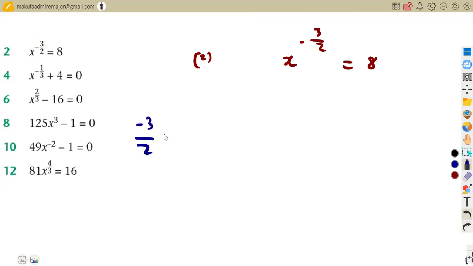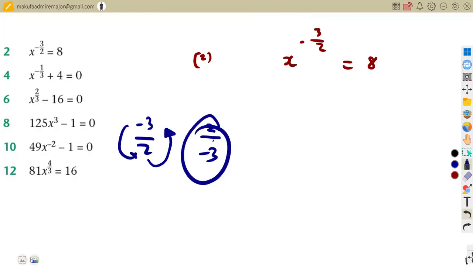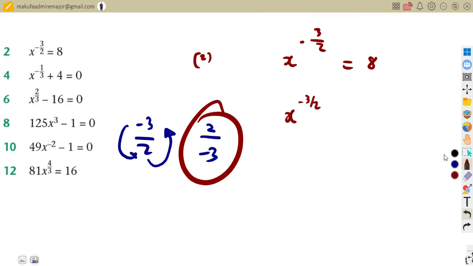We said we simply interchange. So that's 2 over minus 3. We take the 2 on top and 3 down. That's the inverse, the reciprocal. With our inverse, we are going to affect each and every exponent. So this is x to the exponent of minus 3 over 2, but the whole of this part is going to be affected by the reciprocal, which is 2 over minus 3, which is the same thing that we are going to have on this 8.